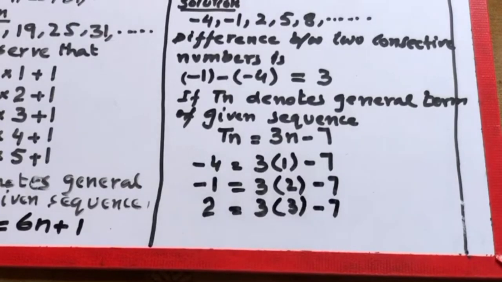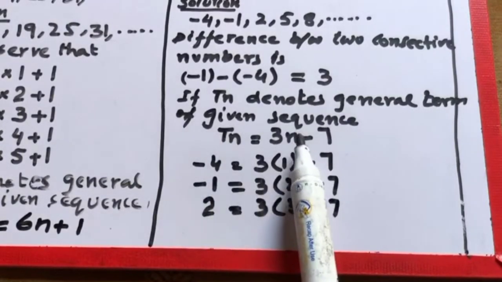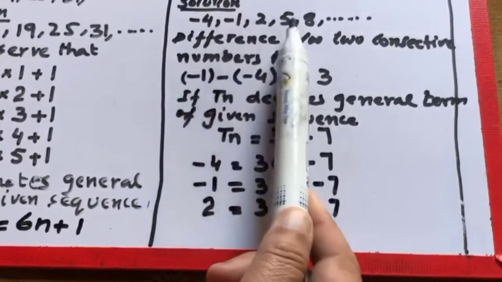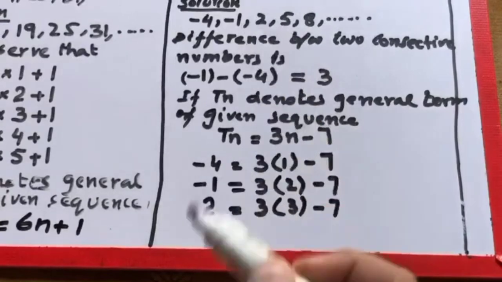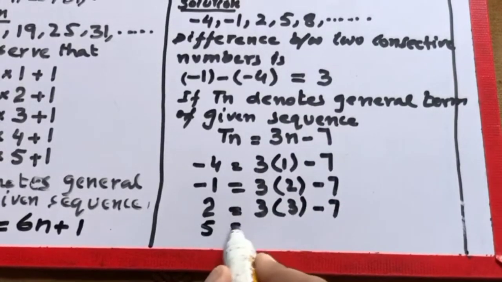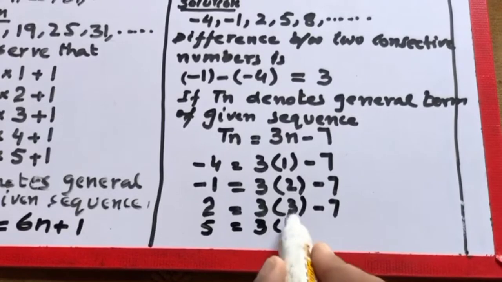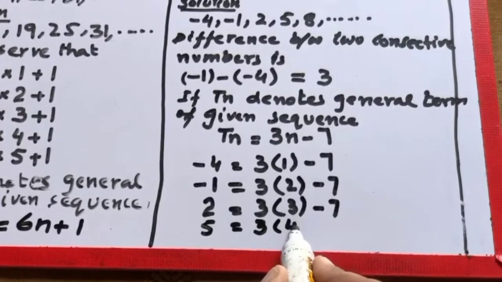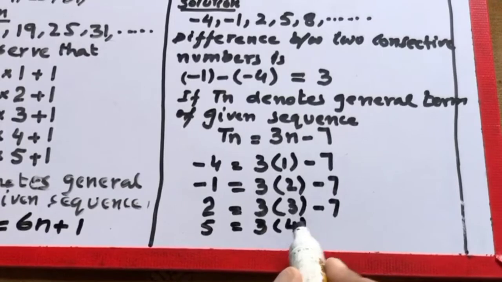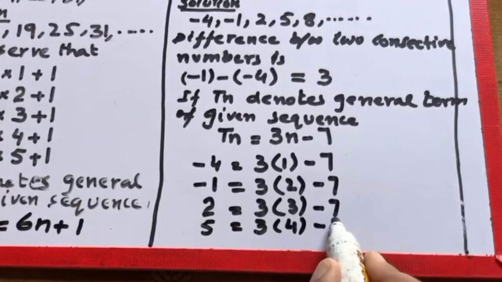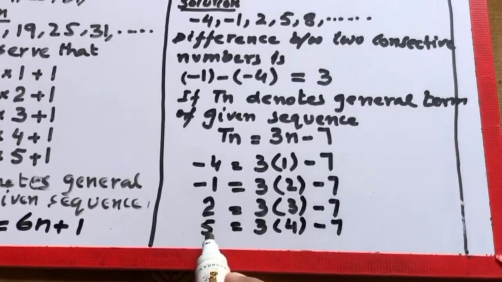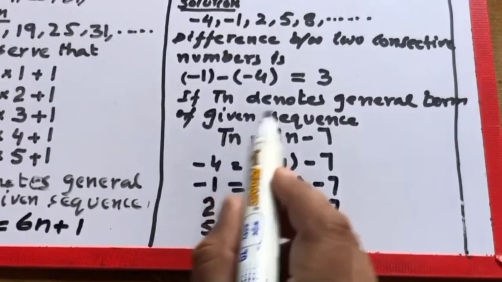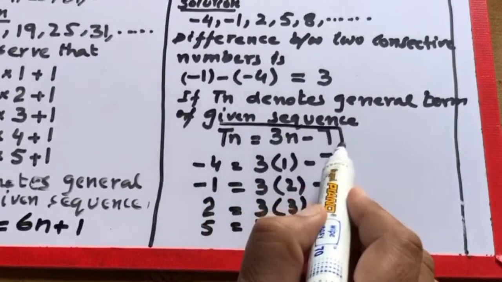So it means if we follow this general term formula, we can generate the next term of the following number sequence. And if we follow the next term, which is 5, it is term number 4, so we write here 4 in place of n and minus 7. If we simplify it, 3 4s are 12, and 12 minus 7 becomes 5. So it means it is our general term formula.